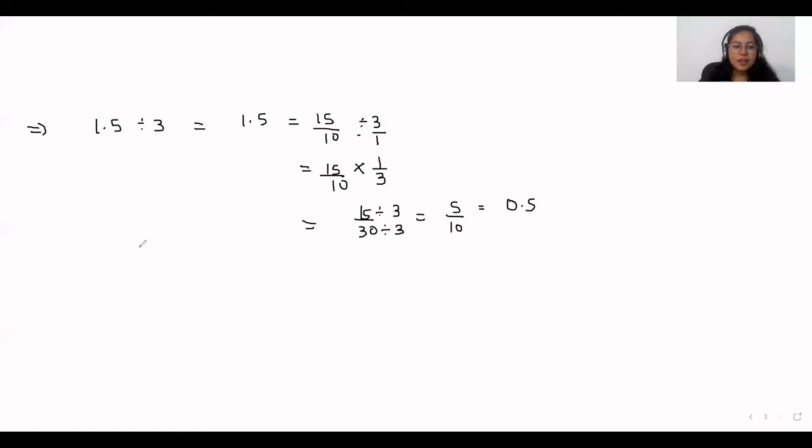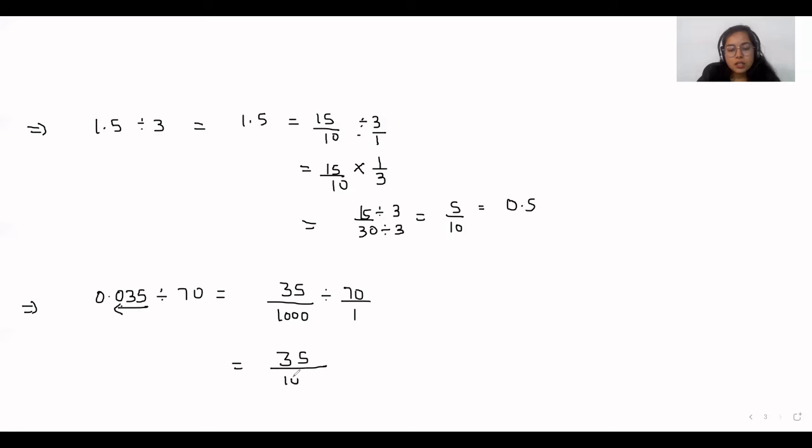It's that simple. Suppose there is no whole number and the digits are moved. 0.035 divided by 70. So how can you solve it? So 35 over how many digits after the decimal? 3 digits. So put 3 zeros with 1, and then the division sign and 70. There is no denominator, so consider it as 1. So 35 over 1000.